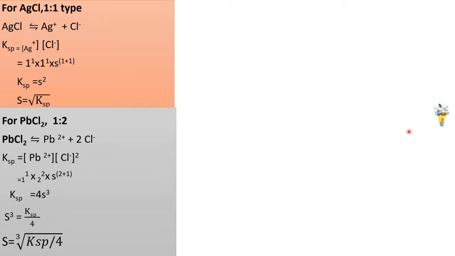The next one, lead chloride, 1:2. So here the number of cation is 1 and the number of anion is 2 and the coefficient is 2. So 1 power 1, 2 power 2, S power 2 plus 1, that is 3. So it will be 4 S power 3. So S is the cubic root of Ksp divided by 4.